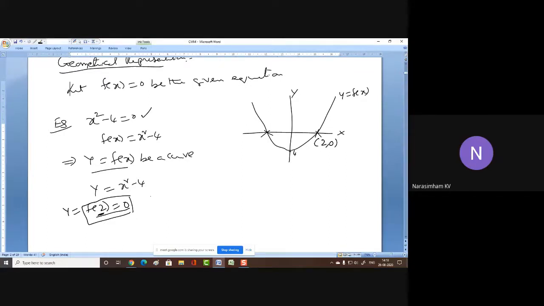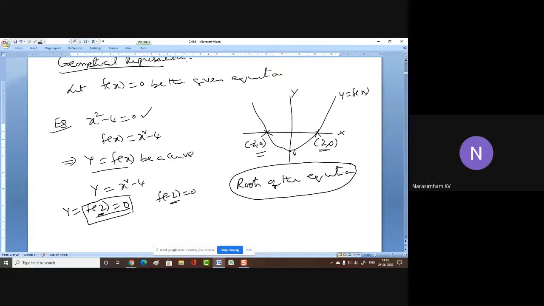In the similar way, f of minus 2 is also 0. Minus 2 comma 0 is another point of intersection. So minus 2 is also a root, 2 is also a root. So these points of intersection are nothing but roots of the equation. Now we are using this concept for finding the roots of the given algebraic or transcendental equations. This is a very simple concept.